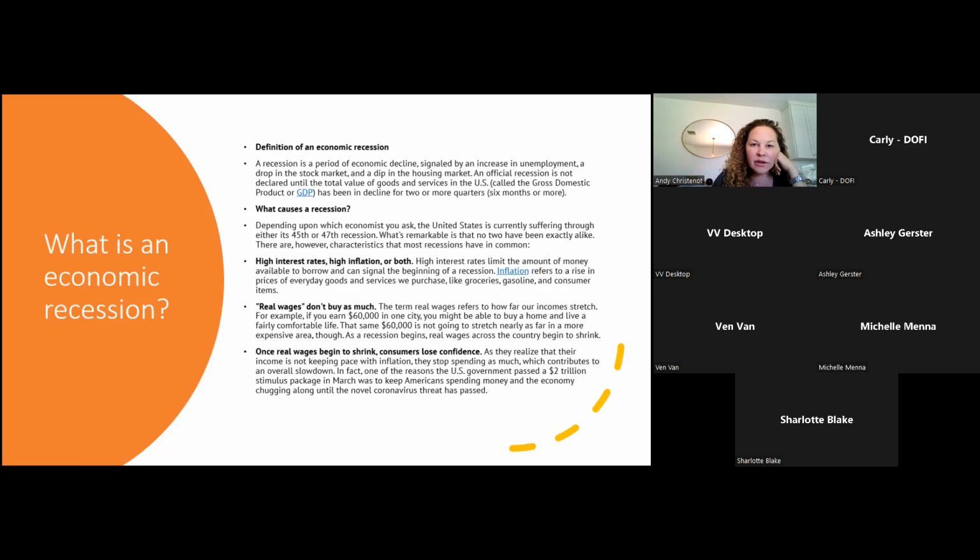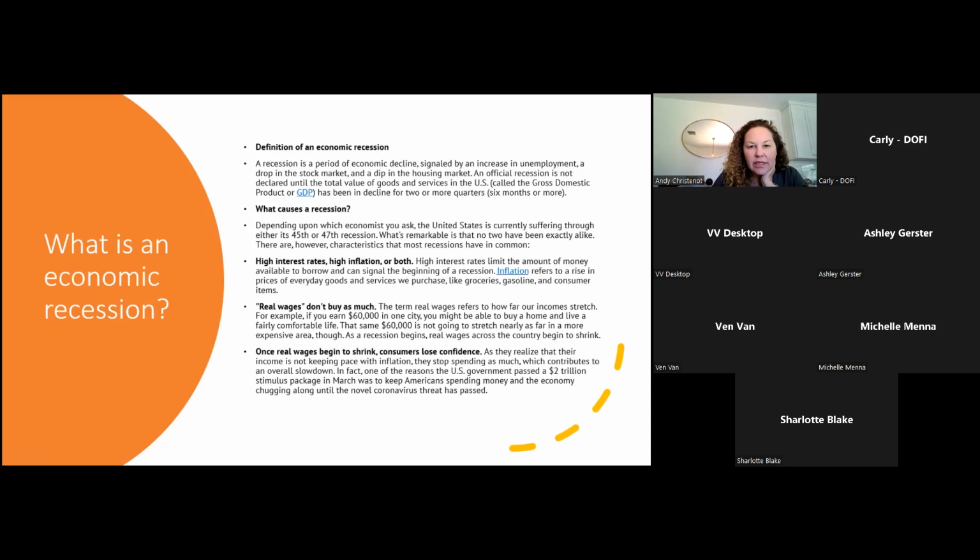So a recession is a period of economic decline signaled by an increase in unemployment, a drop in the stock market, and a dip in the housing market. An official recession is not declared until the total value of goods and services in the US, called the gross domestic product, or GDP, has been in decline for 2 or more quarters, so for 6 months or more.